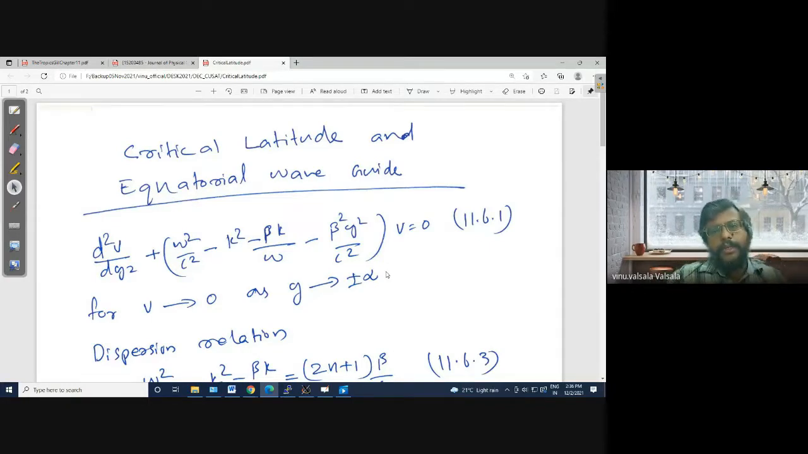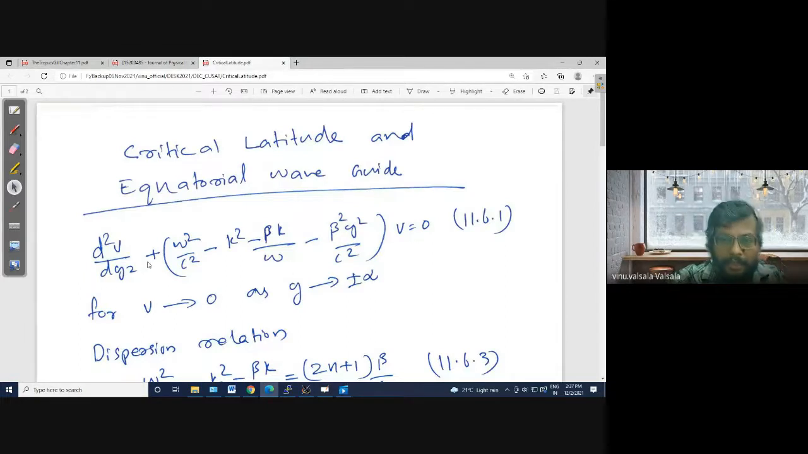To arrive at the critical latitude concept, let's go back to our fundamental relation. If you remember, the three shallow water equations, the U velocity, V velocity, and the mass conservation equation, we have reduced in terms of V. And we applied the most generic form of the solution, V equal to V naught exponential i(kx minus omega t). When you substituted, you arrived at this equation. From here, we found the Hermite polynomials and associated solutions.